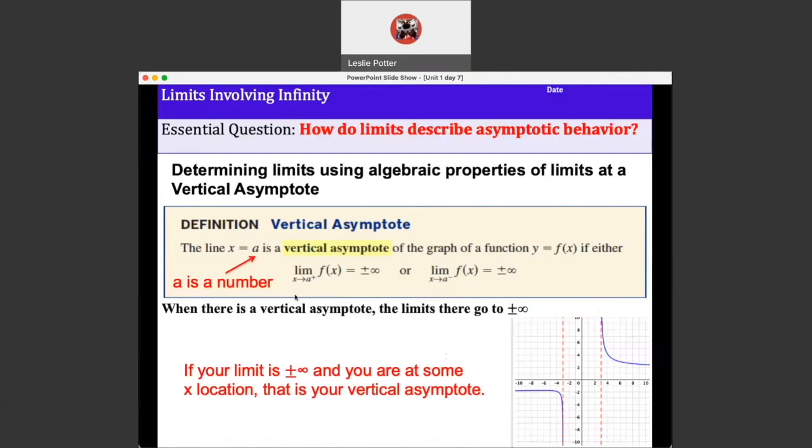So we know that when we take the limit of a function and the answer we get is either positive or negative infinity, this x location must be a vertical asymptote. So when there's a vertical asymptote, the limits there go to plus or minus infinity. We have infinite answers, we've got vertical asymptotes. And we'll work with that.